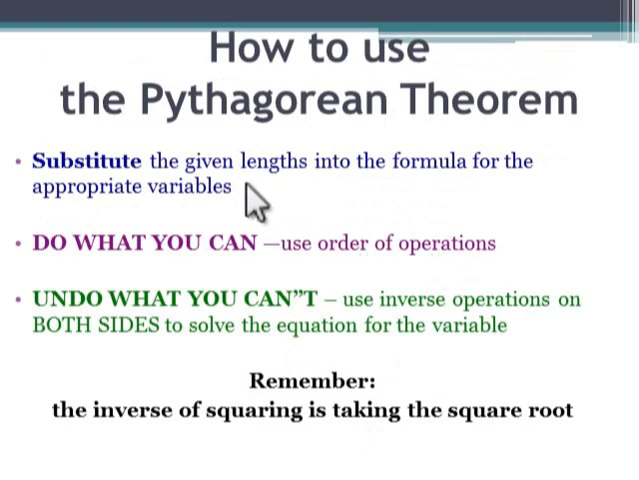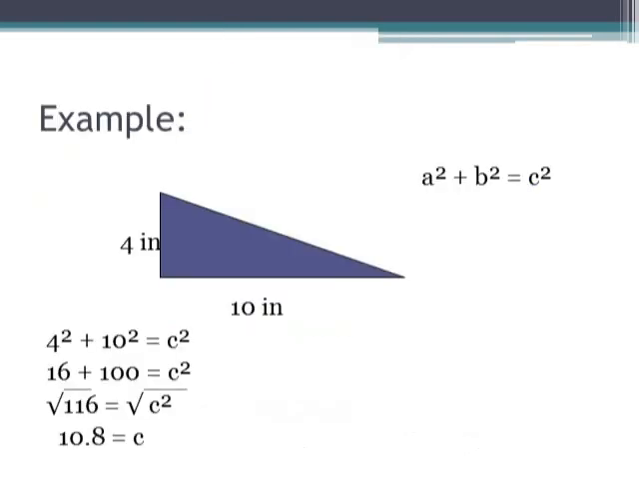We simply substitute the lengths into the formula. So if you have a triangle that has one leg that's 4 and one leg that's 8, you're going to be able to put those into the A and the B spots because those are the legs. Then you do anything you can using our order of operations, undo anything, and then just remember, when you undo squaring, it's taking the square root of. So the easiest thing to do here is to look at an example.